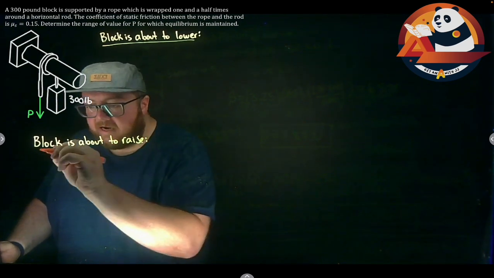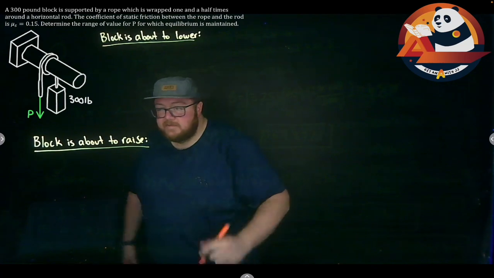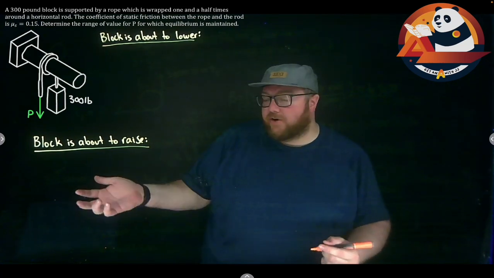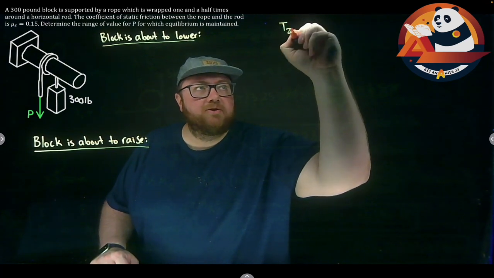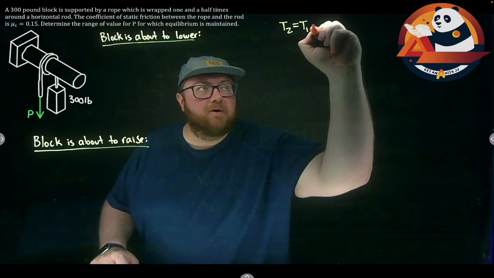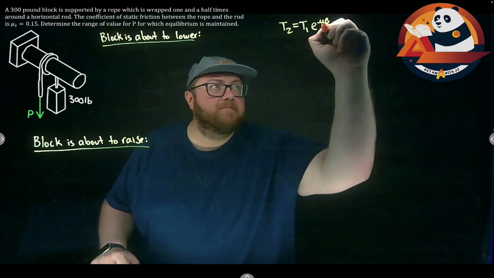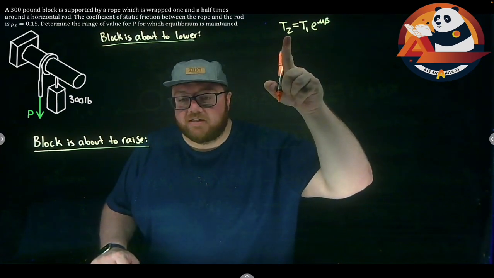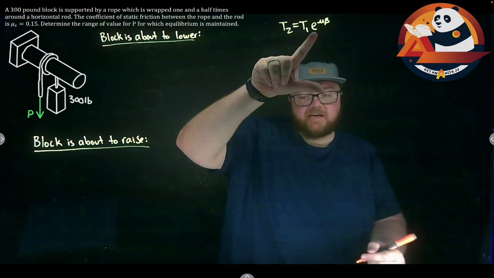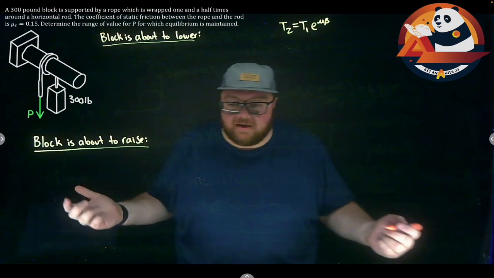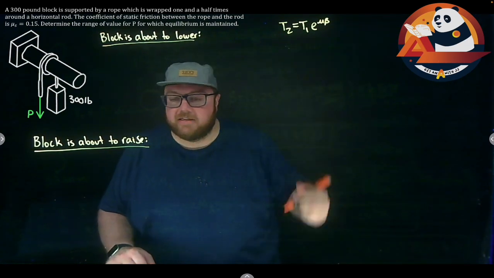So the top, the block's about to start coming down. Down here, that block's about to start going up. Either way, we're using belt friction on this. Our belt friction equation is T2 equals T1 e to the mu beta. T2 is the force in the direction we're about to move. T1 is the other direction's force. E is Euler's number, a constant. There's an E button on your calculator. Mu is our coefficient of friction. Beta is our contact angle.